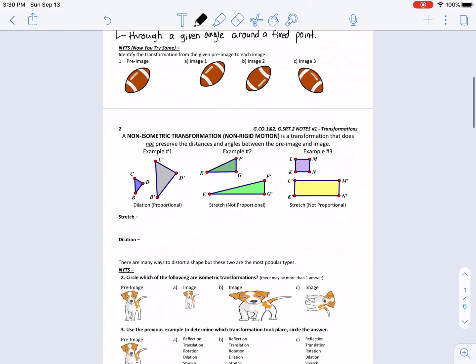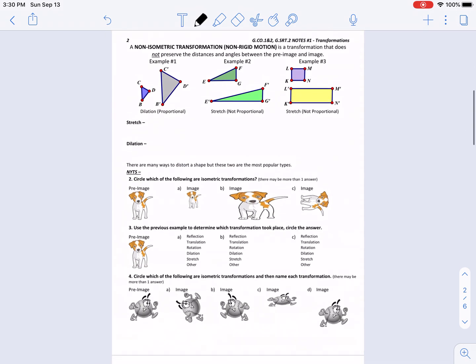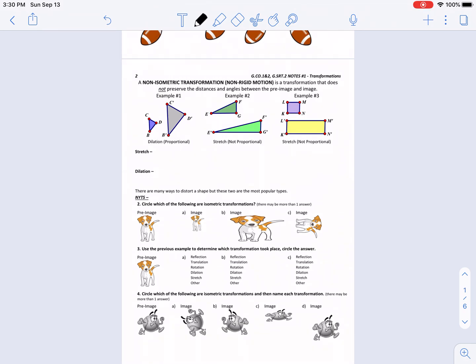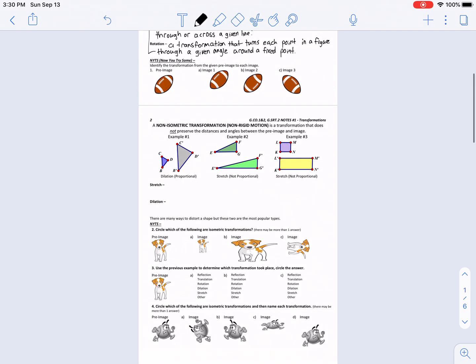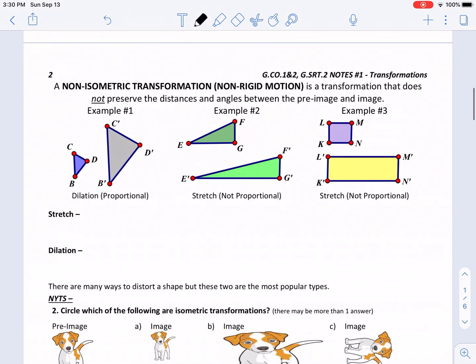Now I want to move on and talk about the non-isometric transformations. Those were isometric transformations, meaning we maintain size and shape. We didn't change the image. When it's non-isometric, it does not preserve those qualities. It does not preserve distance and angles between the pre-image and the image.